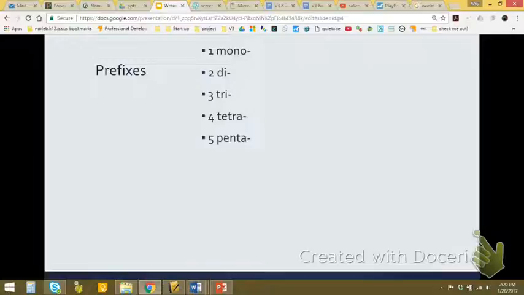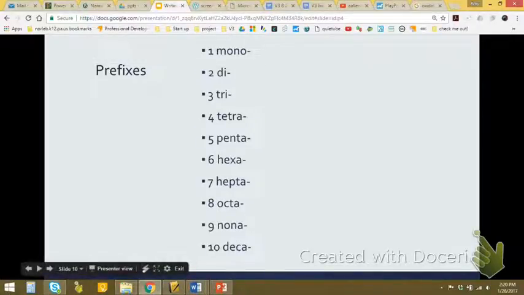So the prefixes are as follows, and yes, you need to know them. 1 is mono, 2 di, 3 tri, 4 tetra, 5 is penta, 6 is hexa, 7 is hepta, 8 is octa, 9 is nona, and 10 is deca. The only one we don't ever use is mono.